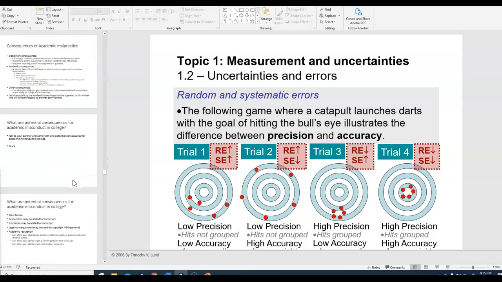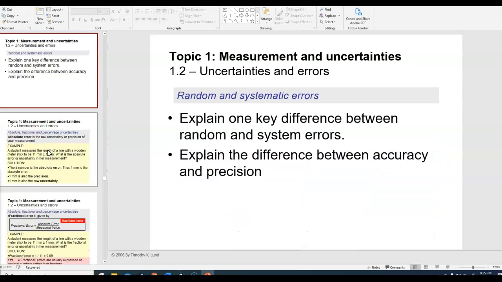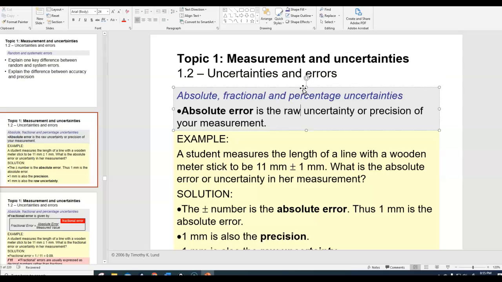Okay, so we are going to move on, and we are now going to talk about the different types of uncertainty. Now, up until this point, we've been talking about uncertainty, and mainly we've been talking about what's called absolute uncertainty. Absolute uncertainty is also called raw uncertainty in a measurement. And the key to absolute uncertainty is that it has a unit with it. So if I say plus or minus 1 centimeter or plus or minus 0.5 degrees, that is an absolute uncertainty, also called raw uncertainty.